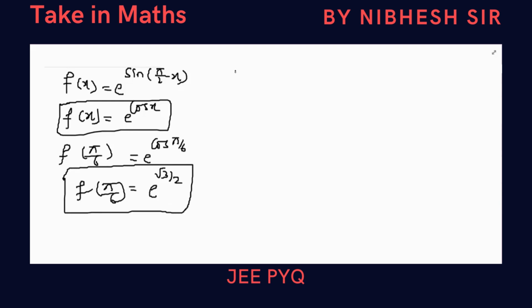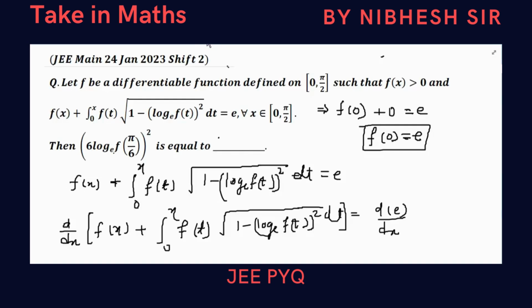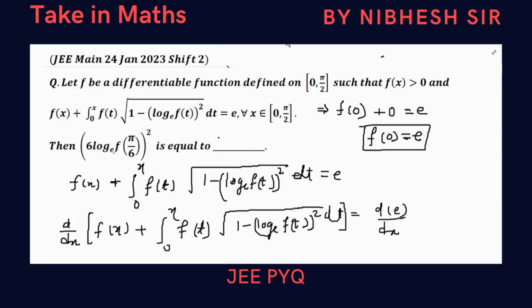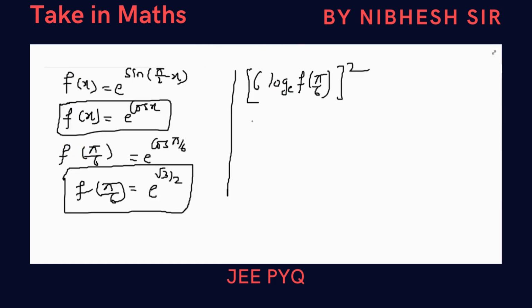Now finally we have to find 6 log base e f pi by 6, this result and the whole square. This is what we have to find. So just putting the value here: 6 log base e of f pi by 6, that we can write as e to the power root 3 by 2, the whole square.